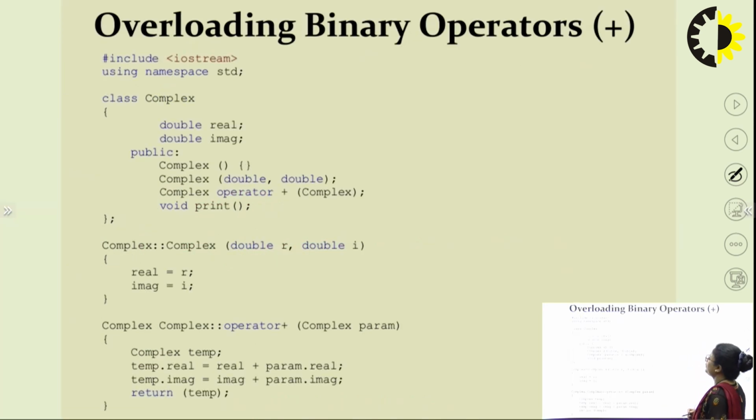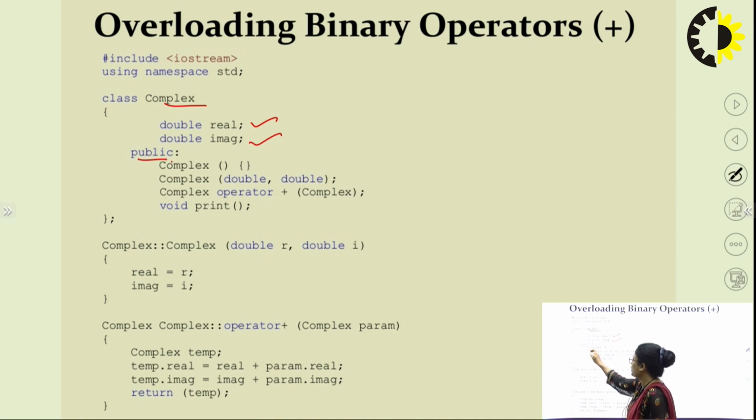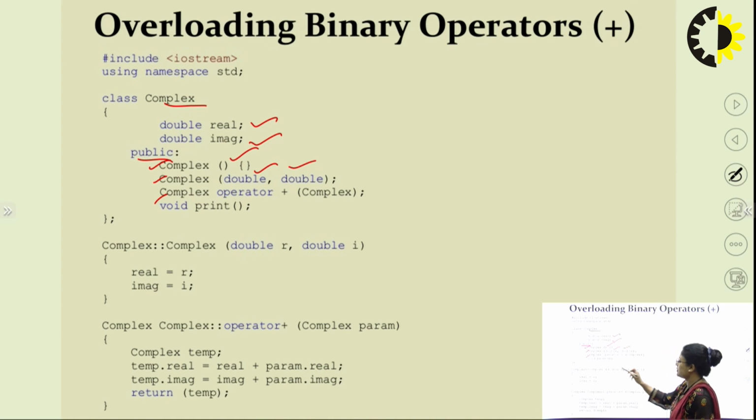This is overloading binary operators. In the case of binary operators, if you look at this example, we have a complex class which has two member variables, member data, real and imaginary. We have a public section where we have constructor functions for complex. The first one is without any arguments.